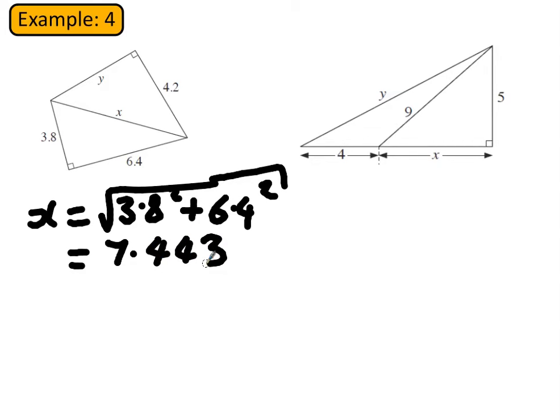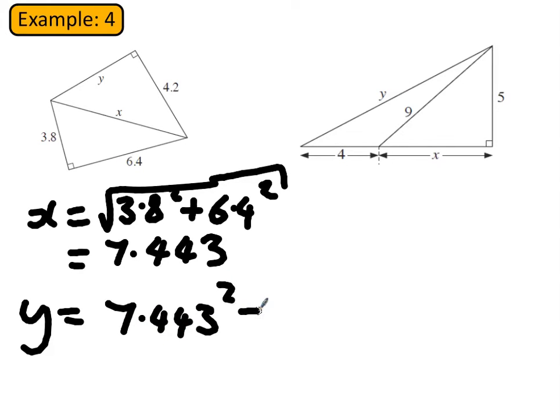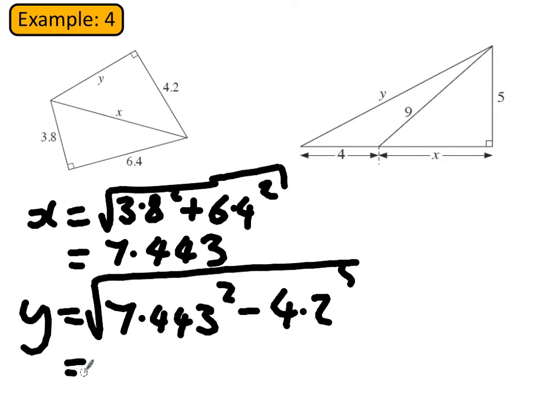7.443. Now we can use that in the top triangle to find out what y is, because it's still the hypotenuse of that top triangle. So we can work out y by doing 7.443 squared, take away 4.2 squared, and then square rooting the whole thing. And if we do that, we're going to be left with a y value of 6.1.